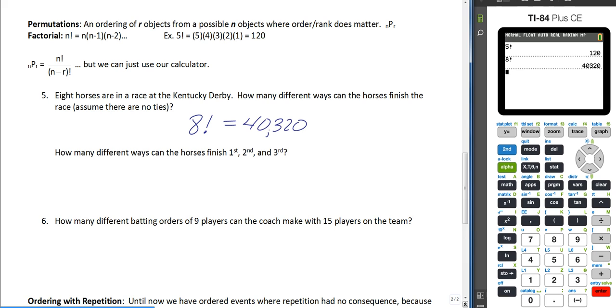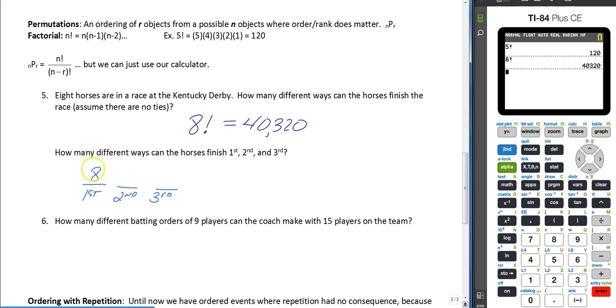But in horse racing, a lot of times it's just the top 3 that get recognized, like you finish first, second, and third. So how many different ways can they finish in first, second, or third? So you can think about this in terms of first place, second place, and third place.